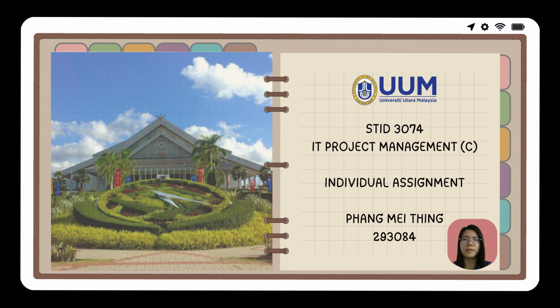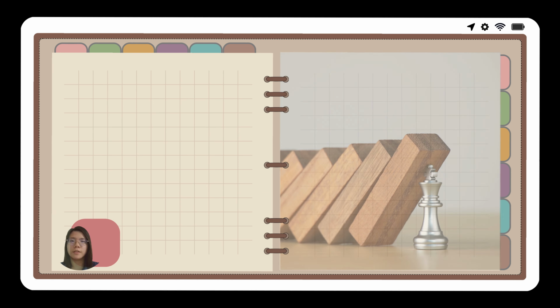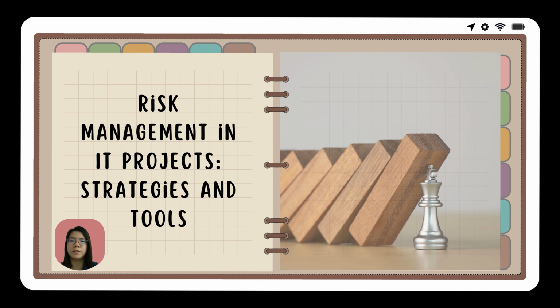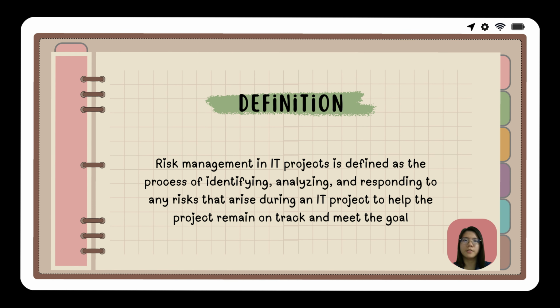Today, I will be presenting my individual assignment on IT project management. My presentation is focusing on risk management in IT project, strategy and tools. Let me explain the definition. Risk management in IT project is defined as the process of identifying, analyzing, and responding to any risks that arise during an IT project to help the project remain on track and meet the goal.